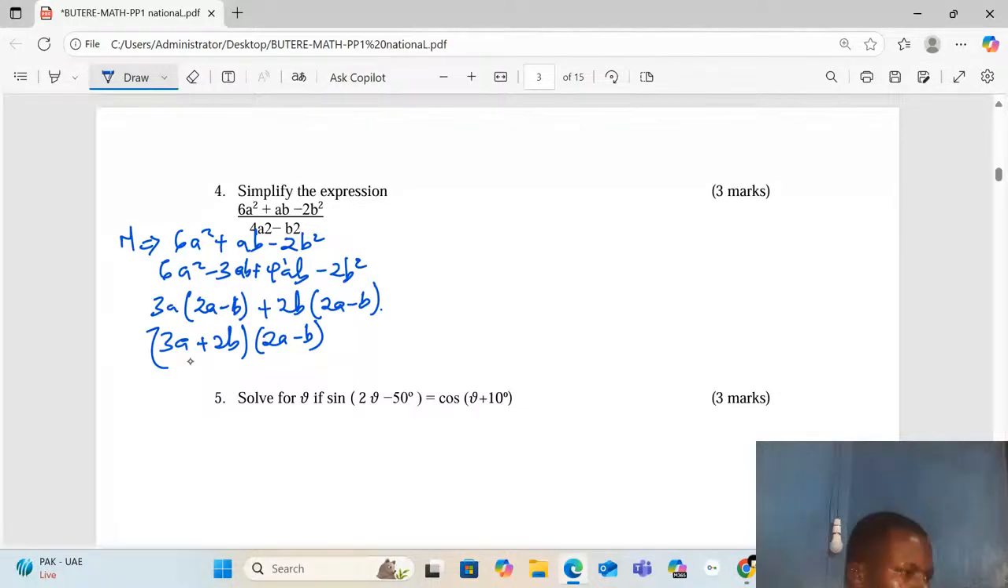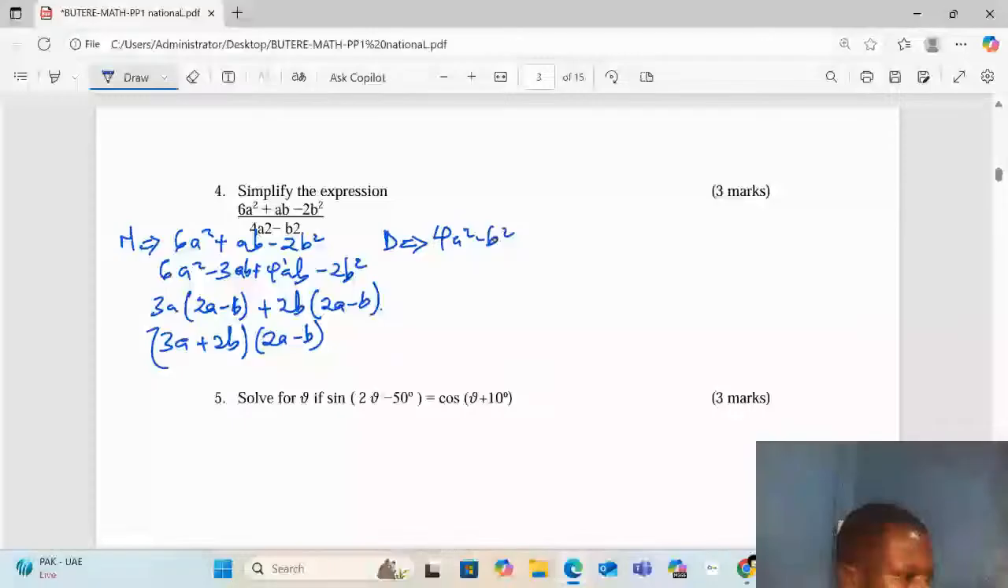Then we look for the denominator. 4a squared minus b squared, we factorize, so we shall have 2a minus b then 2a plus b. That is now the denominator.